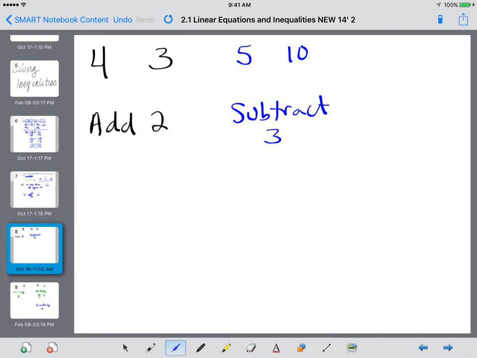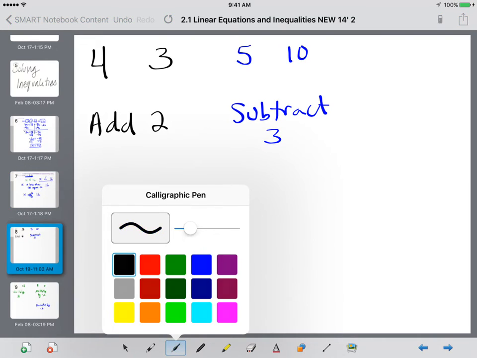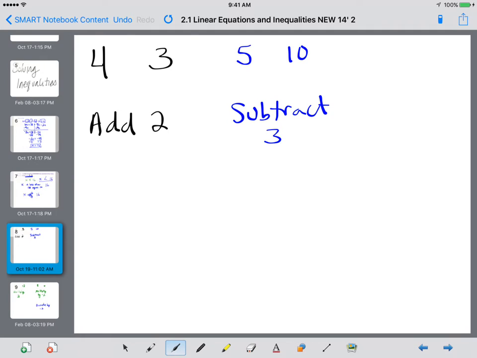So let's look at some statements here. Which side is bigger? Well, the 4 is bigger. So this says 4 is greater than 3. What if we add 2 to both sides? Well, that would be 6 and 5. It still stays the same way. 6 is greater than 5.